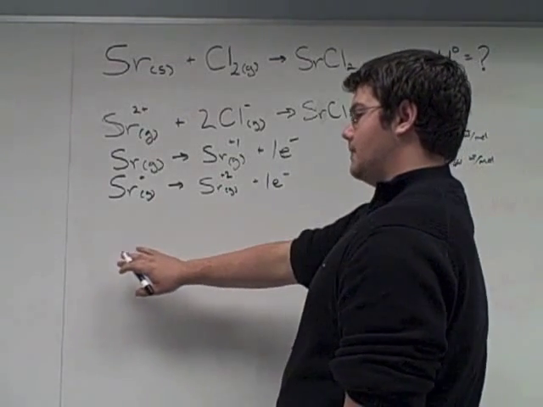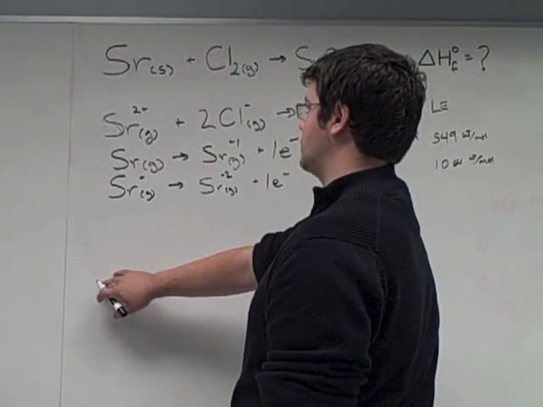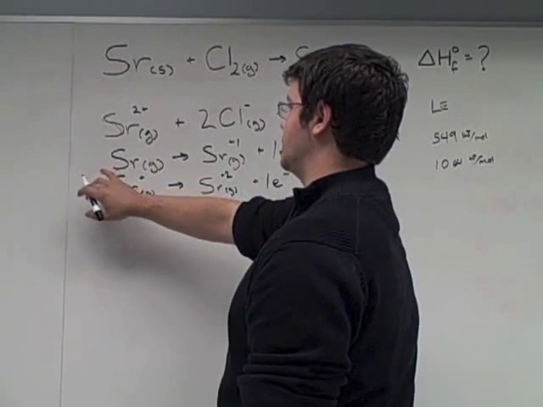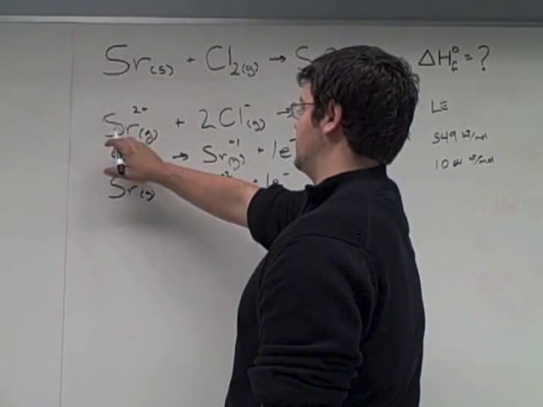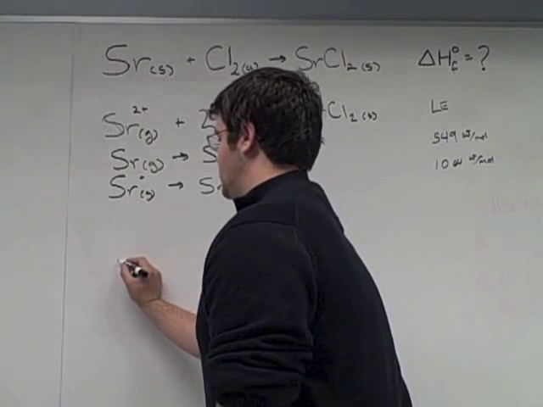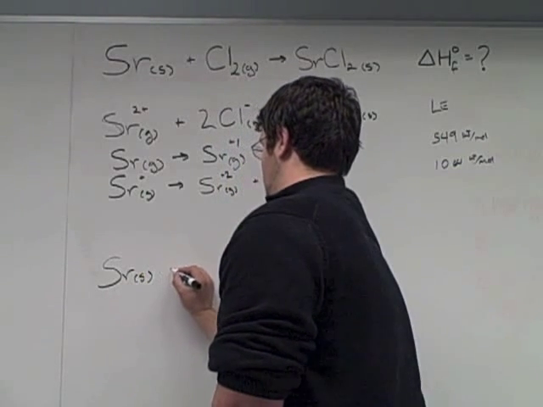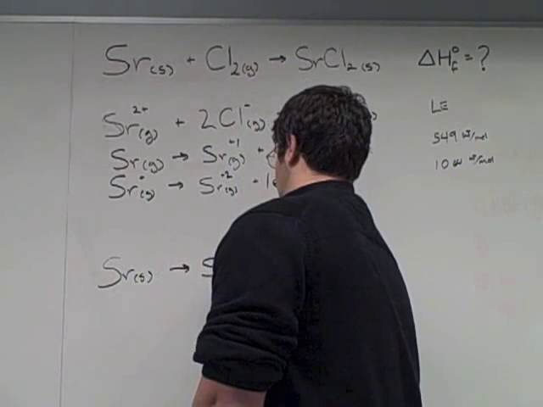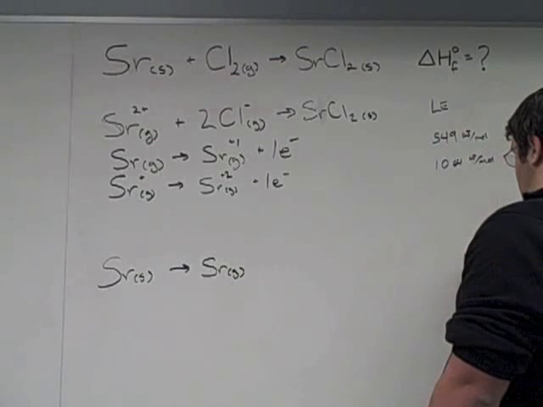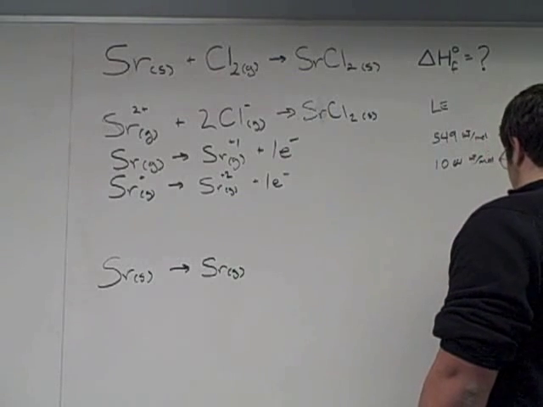Okay, now our heat of sublimation, which comes before our ionization energies, because we need to get our strontium solid into strontium gas. That is going from our strontium solid to strontium gas. That energy is 164.4 kilojoules per mole.